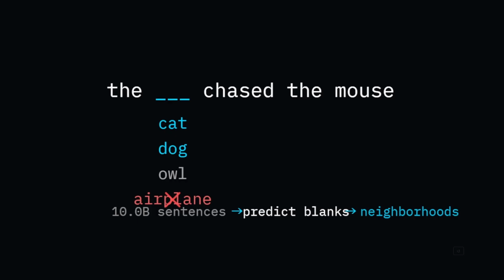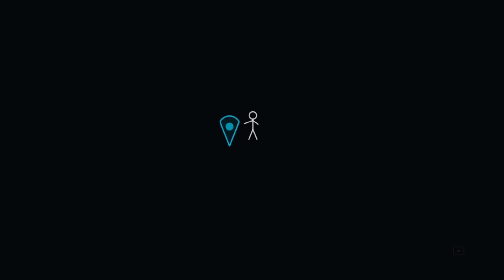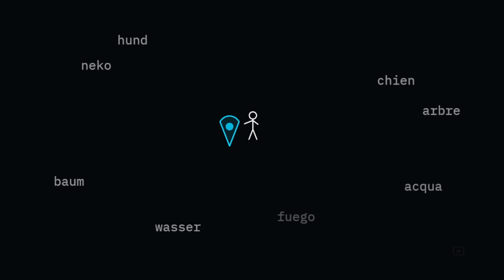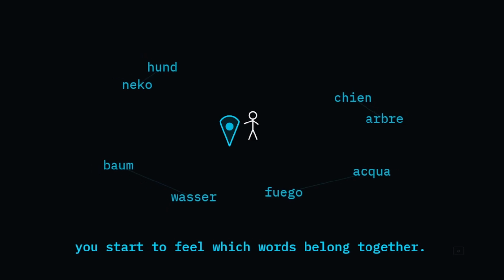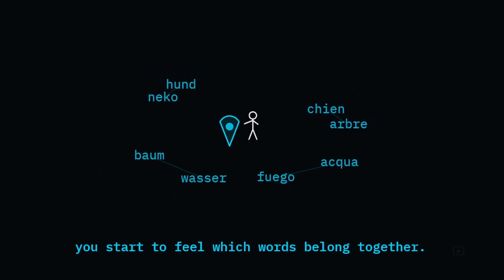Here's a way to feel this intuitively. Imagine you wake up in a foreign country with no dictionary. You don't speak a word of the language, but you start listening. And you notice, every time you hear one word, you tend to hear certain others around it. Over weeks, you start to feel which words are related, even without knowing what any of them mean. That's exactly what Word2Vec does. It learns meaning from company.